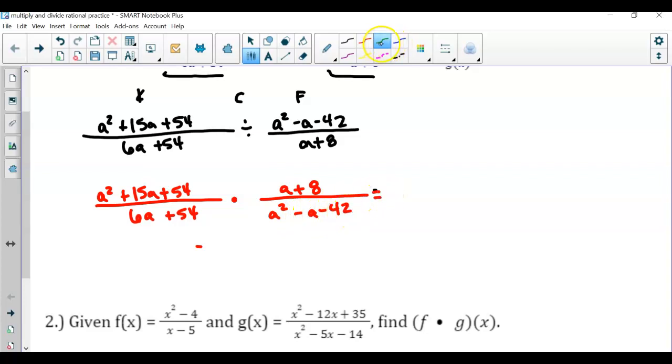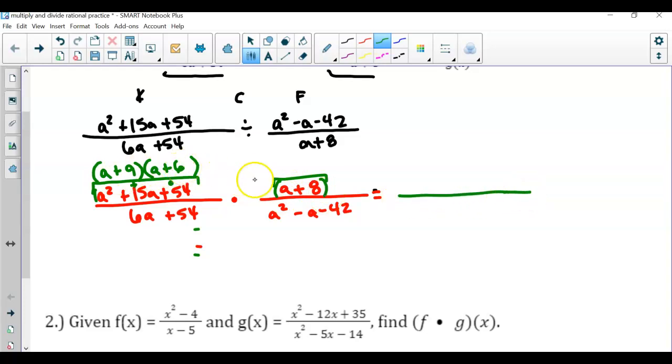Now we can start multiplying straight across, but before we do so, let's go ahead and factor. I notice in my first numerator, I do have a trinomial, and because a is 1, I can go straight to parentheses. So what numbers multiply to give me 54 and add to get me 15? 9 and 6. Then here, I've got a plus 8. Well, nothing I can do about that in terms of factoring. So when we multiply straight across, we're going to have three sets of factors. So a plus 9 times a plus 6 times a plus 8.